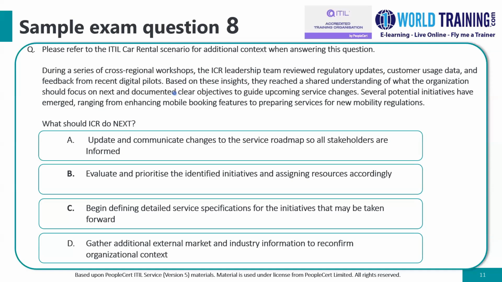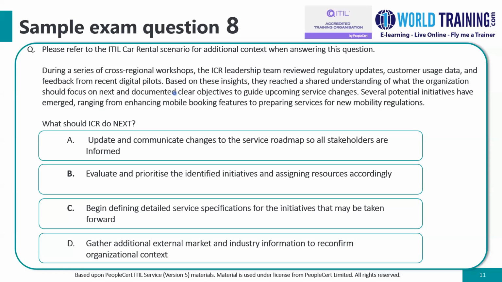So the review has already happened for the regulatory updates, customer usage data, and feedback from recent digital pilots. Afterwards, they also reached a shared understanding of what they should focus on next and documented the clear objectives to guide the upcoming service changes. And many initiatives already emerged, ranging from enhancing mobile booking features to preparing services for new mobility regulations. So therefore, choice A, update and communicate changes to the service roadmap.